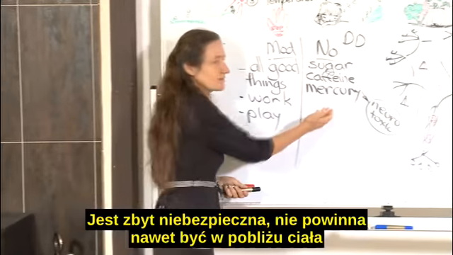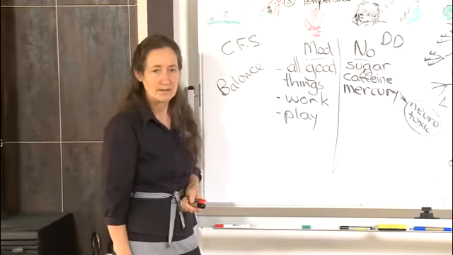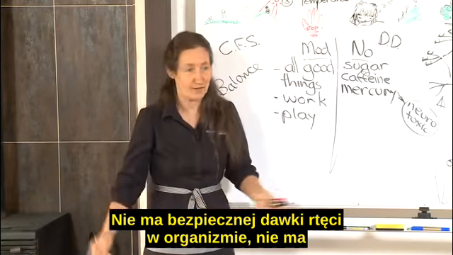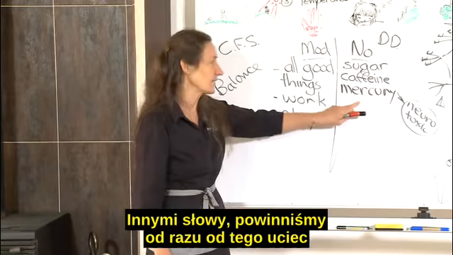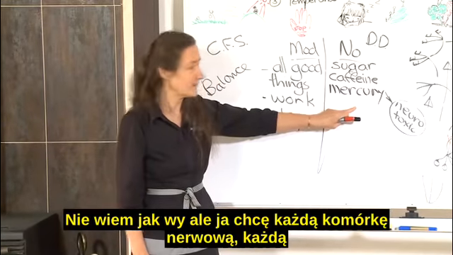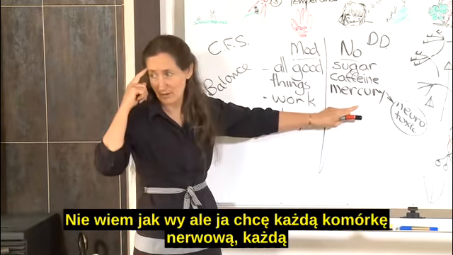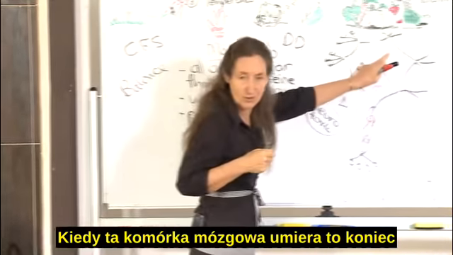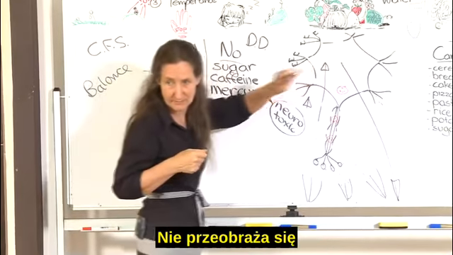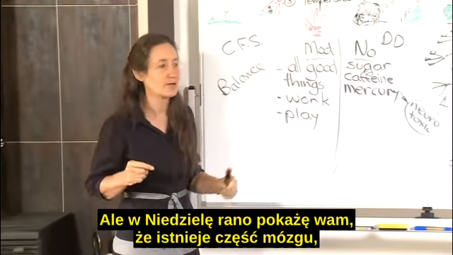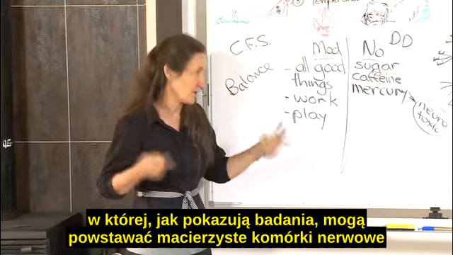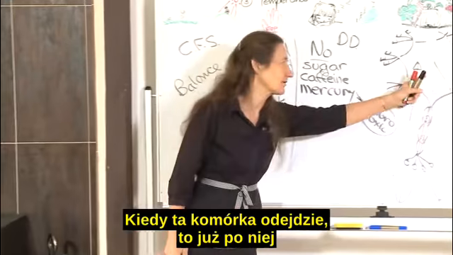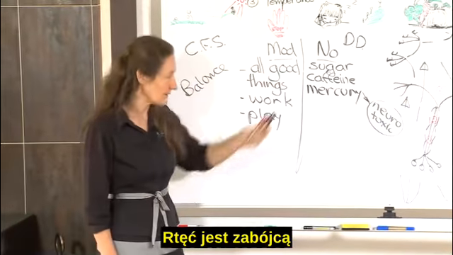It's too dangerous. It shouldn't even go near the body. There is no safe dose of mercury in the body. No safe dose. In other words, we're going to get right away from this stuff. I don't know about you, but I want every nerve cell I've got. I want every brain cell I've got. When that brain cell dies, it's gone. It doesn't remake itself. But on Saturday morning, I'll show you that there is a part of the brain where they're showing that neuronal stem cells can be made. But once that cell goes, it's gone. And mercury's a killer.